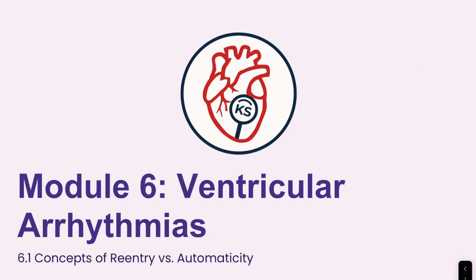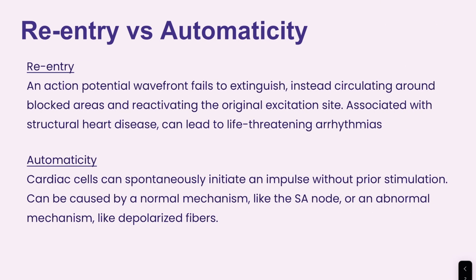Kicking off Module 6, we're going to move down the system and talk about ventricular arrhythmias. Before we get into that, let's talk about reentry versus automaticity. So reentry: this is an action potential wavefront that fails to extinguish, instead circulating around blocked areas.